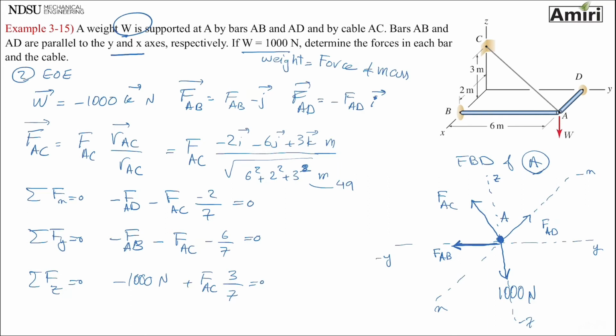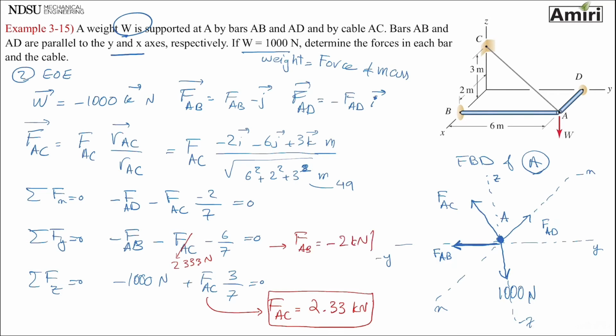So from here, I get FAC to be 2.33 kilonewtons. I put it back here: 2333 newtons, or 2.3 kilonewtons. I get FAB of minus 2 kilonewtons. Minus. Again, remember, that means this was compression, FAB. I put it back up there, and I get FAD of minus 667 newtons.